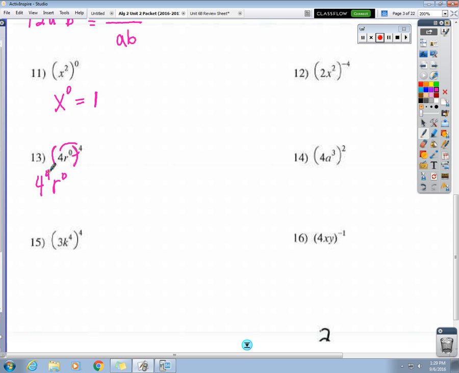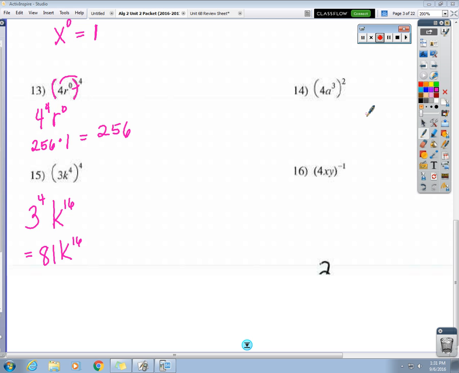What does 4 to the 4th power become? 4 times 4 times 4 times 4? That's 4 times 4. We got 4 4s here. 16 times 16. Right? And then we already know that this r to the 1st power is a 1, and so the final answer is just 256. Okay, take a second and try 15 by yourself. Oops, I forgot.